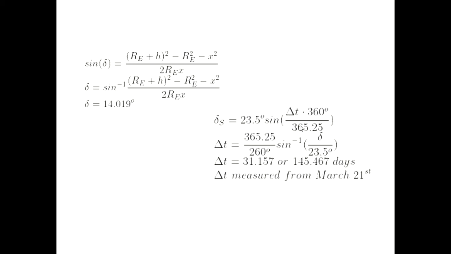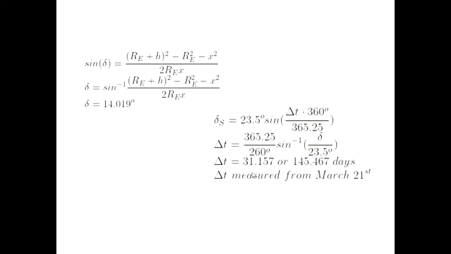So we can see how drastic it really is for observers in those big ranges like the North Pole, South Pole, Arctic, and Antarctic circles. And if we switch these numbers around, we will find that delta t here, the number of days away, will equal either 31.157 or 145.467 days from March 21st.